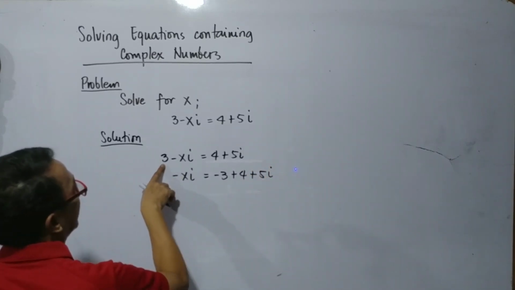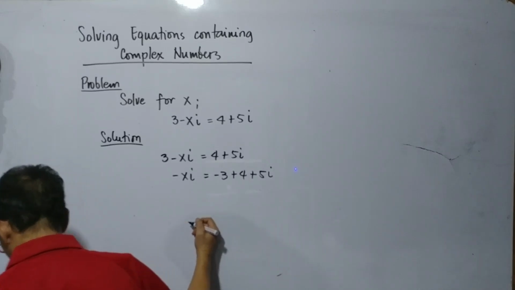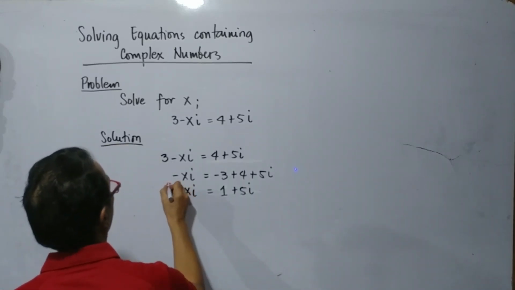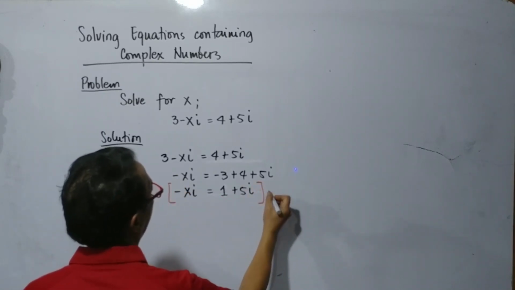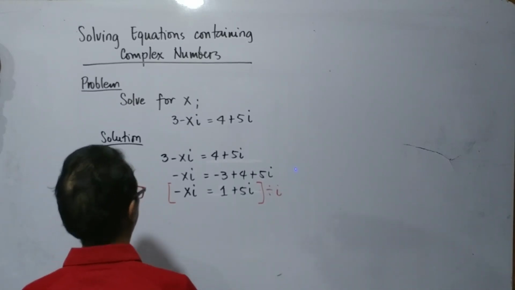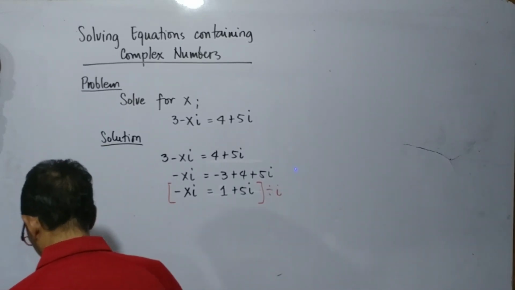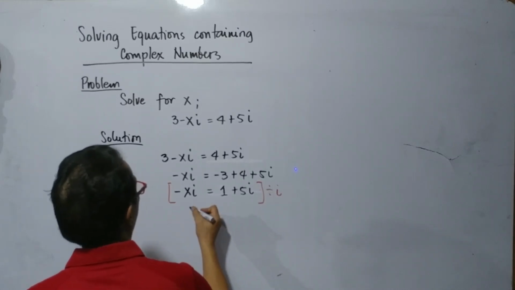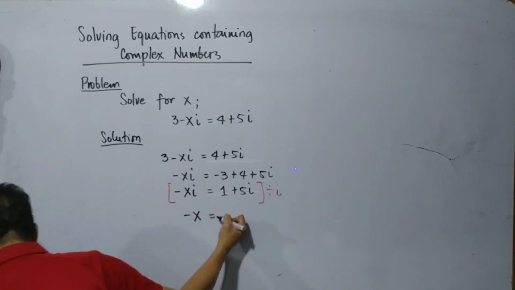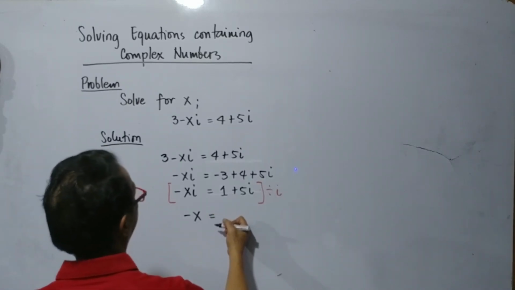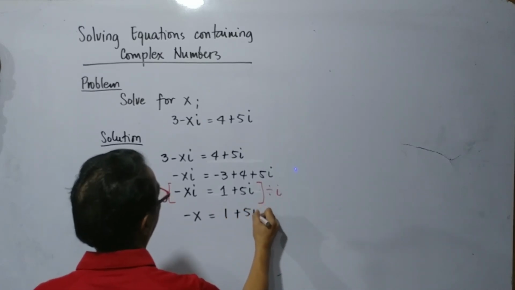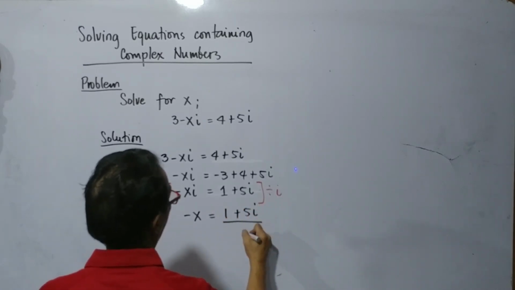So, nilipat mo tong 3 sa kabila. So, we have now both sides by i. We have now negative x equals 1 plus 5i over i.